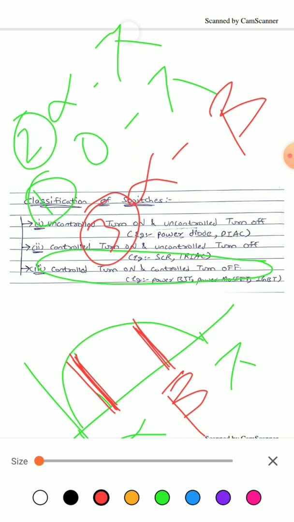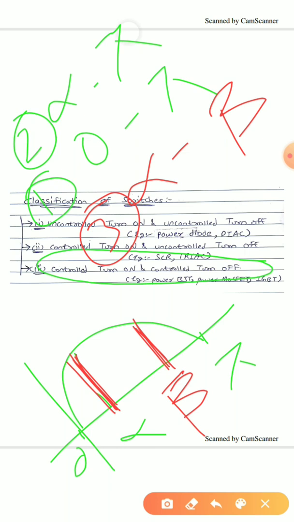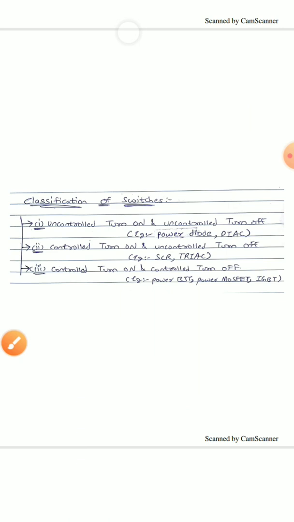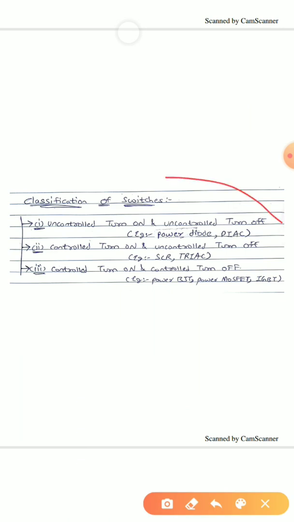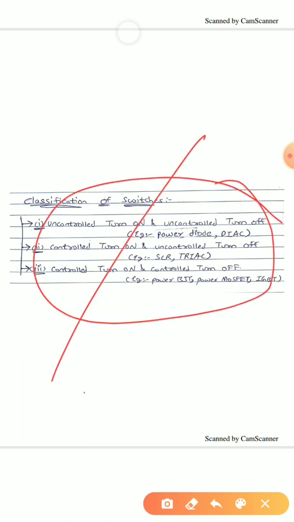That is, once my supply becomes forward bias, I can decide when it is turning on. Before my supply becomes reverse bias, before that instant I can also turn off my device. So this is the third category of device we have. In this, power BJT, power MOSFET, IGBT, all these come under the third category of switch. So this also has to be kept in mind, because based on this only we are getting different converter circuits.